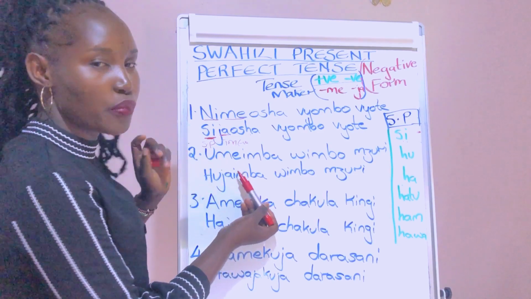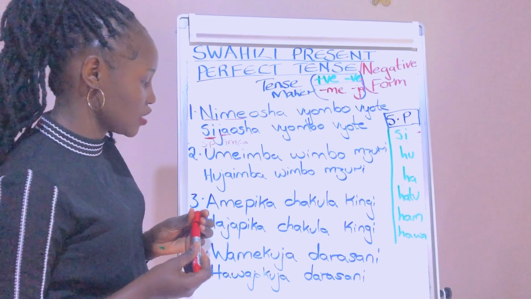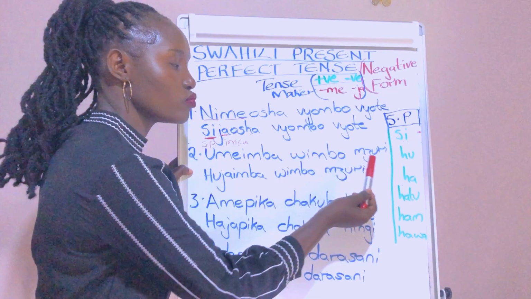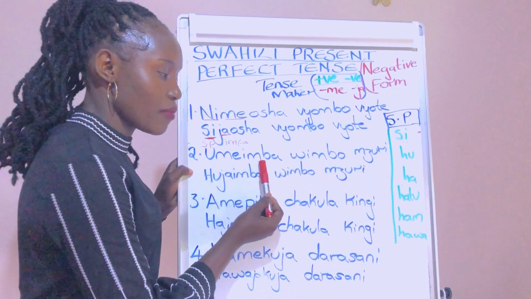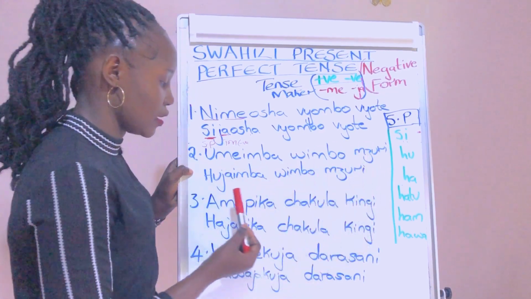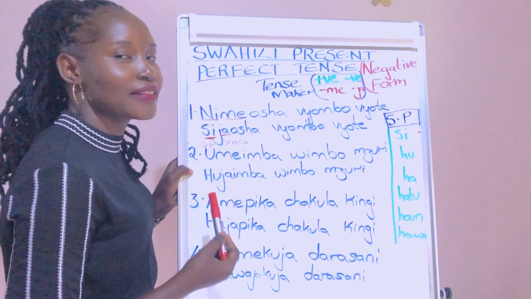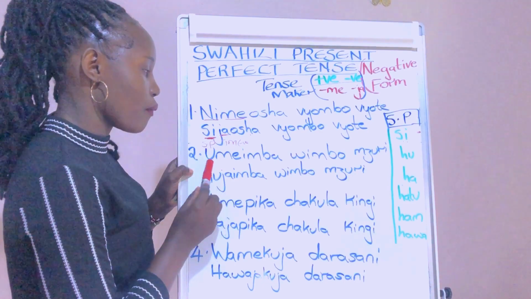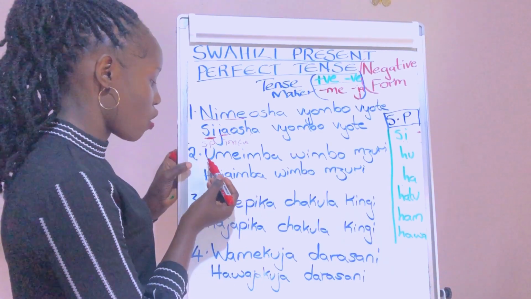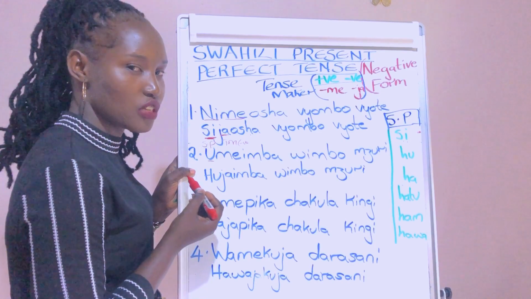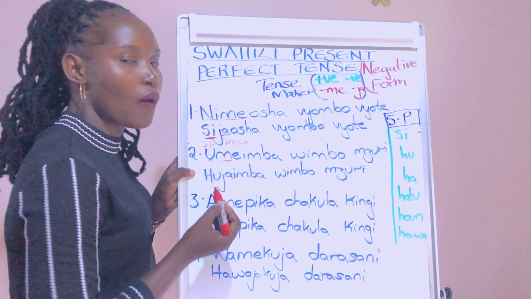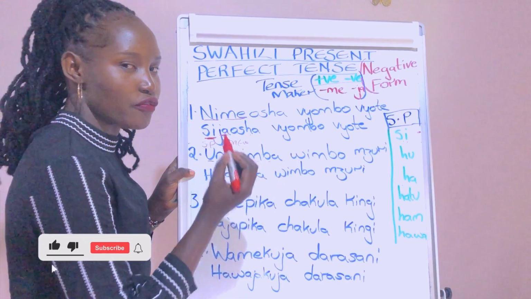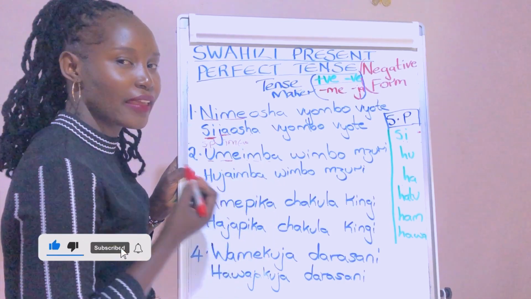Sentence number 2, example. The first sentence is in positive form so that we can see how we can change it. So we say, umeimba wimbo mzuri. You have sung a nice song. U is our positive subject prefix. Me is our positive tense marker. And then imba is the verb for sing.